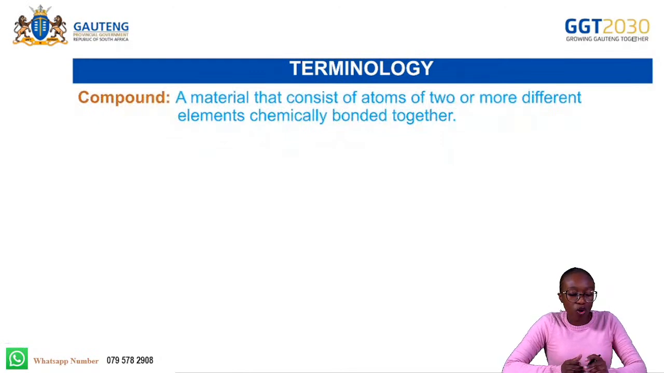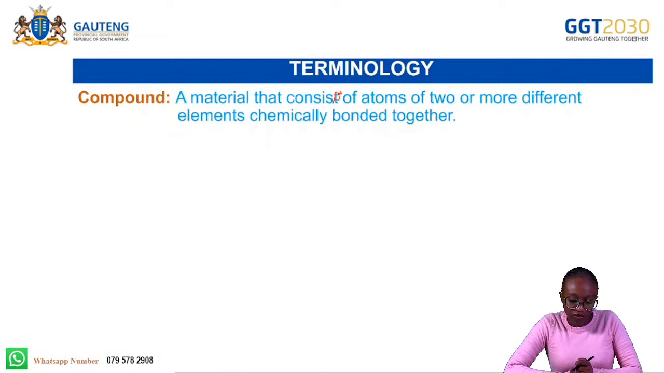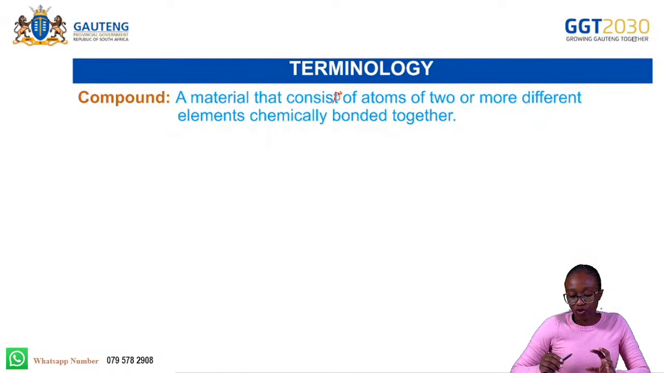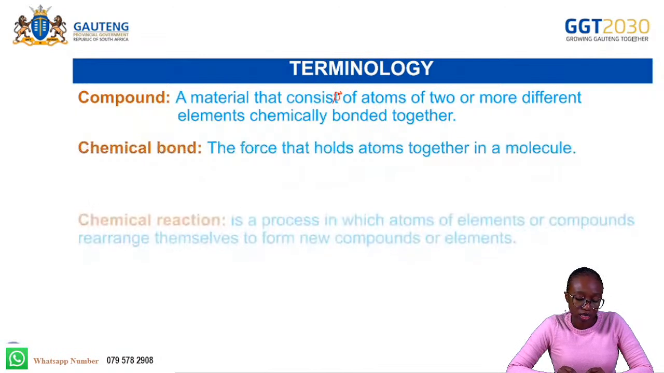So we have compound, a material that consists of atoms of two or more different elements chemically bonded together. So when we have two or more different elements chemically bonded together, that is what we call a compound. And then chemical bond, this is the force that holds atoms together in a molecule.